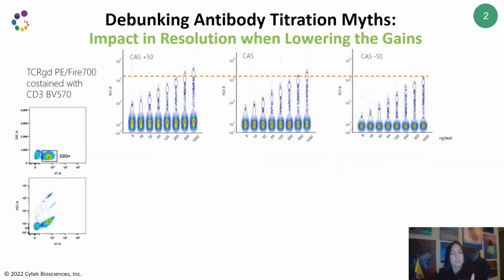One more example of a dimly expressed marker, where if you reduce the gains, then you might not be able to see the population. This is for TCR gamma delta. We co-stain with CD3 in order to better find the positives. And here are the concatenated images for changes in the gains.